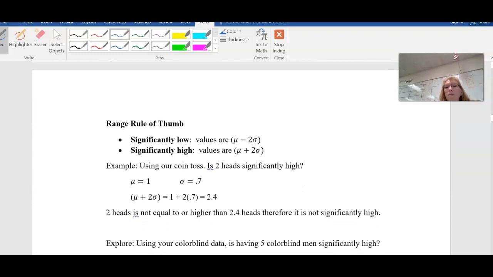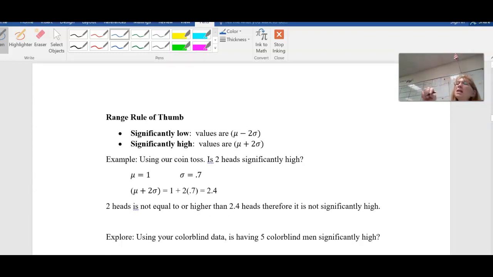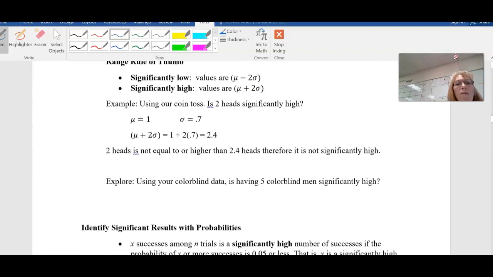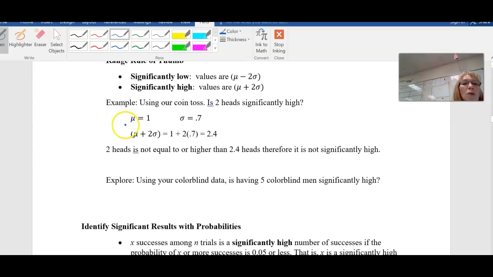Okay, range rule of thumb. Again, values are significantly high or low if we're 2 standard deviations above or below the mean. Nothing has changed there. Let's use our coin toss. We have a mean of 1, and our standard deviation is 0.7. So all we do is take 1 plus 2 times 0.7, and 2.4 would be 2 standard deviations above the mean. So 2 heads is not equal to or higher than 2.4. Therefore, it is not significantly high, which is what we were looking for.